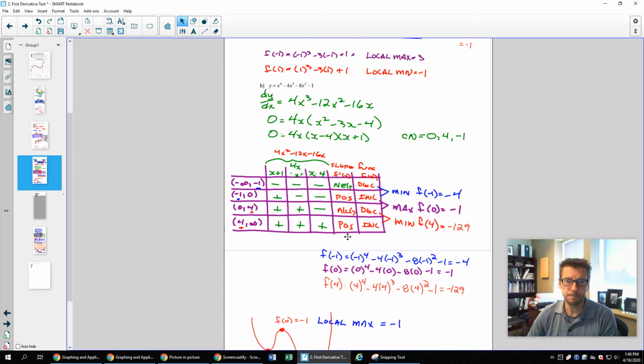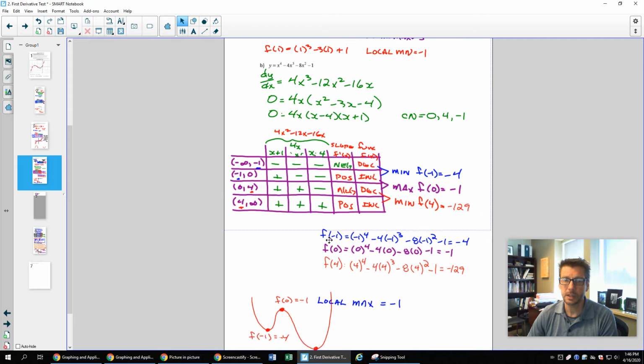Slope column, when you have negative slopes, your function is decreasing. When you have positive slopes, your function is increasing. So you're going decrease to increase, a minimum at -1. Increase to decrease, right? From positive slope to negative slope, you have a maximum at 0, f of 0. And decrease to increase, you have a minimum at f of 4, right? Those are your critical numbers. And again, you do the algebra. You find the points from the function.